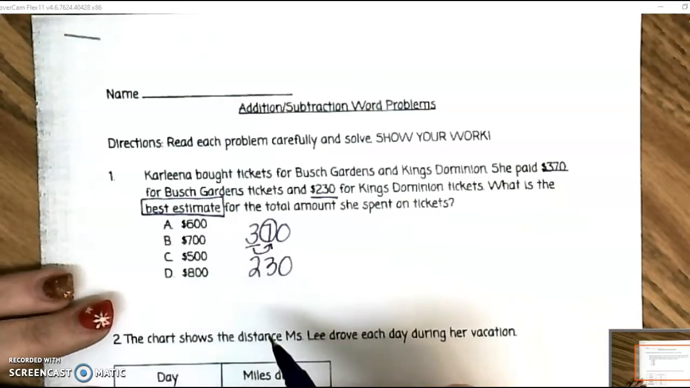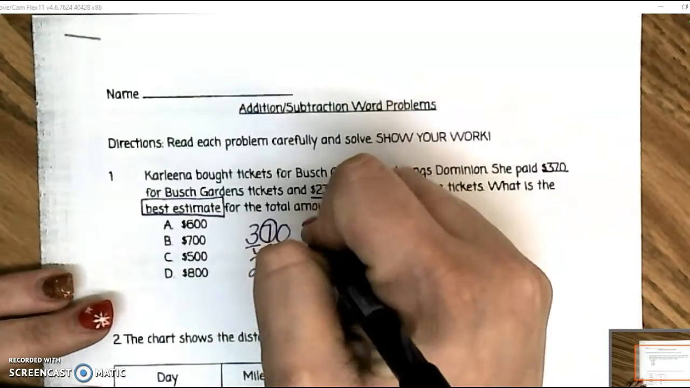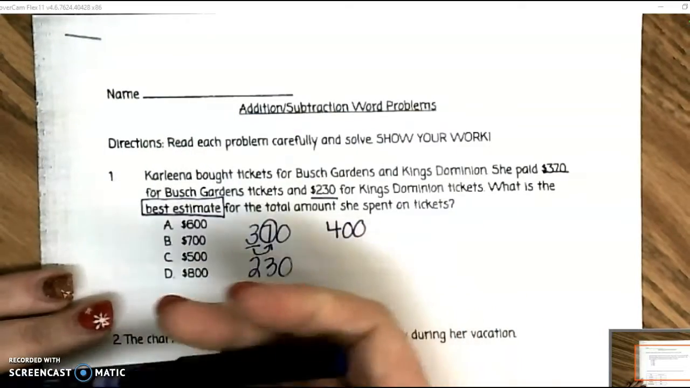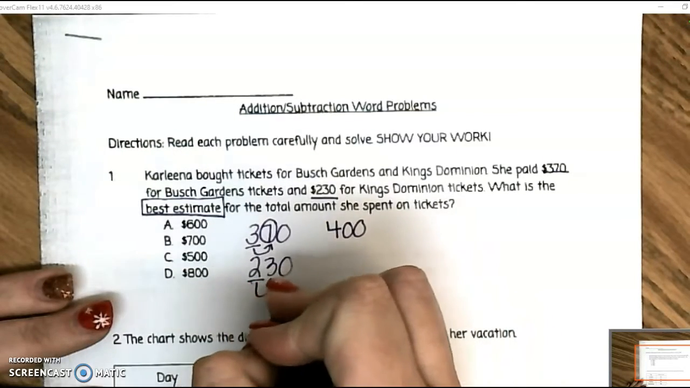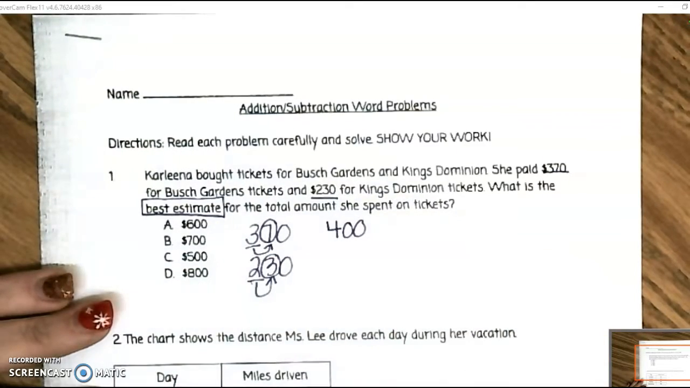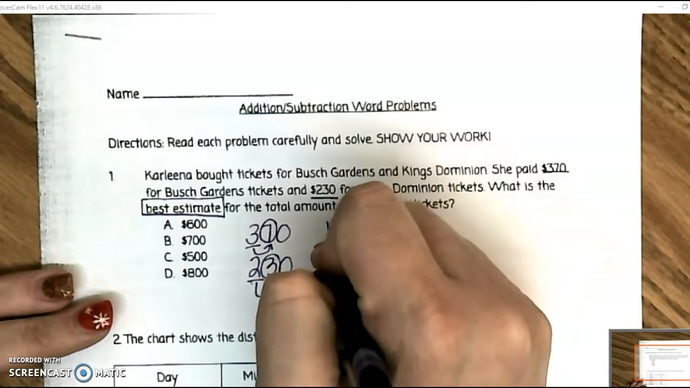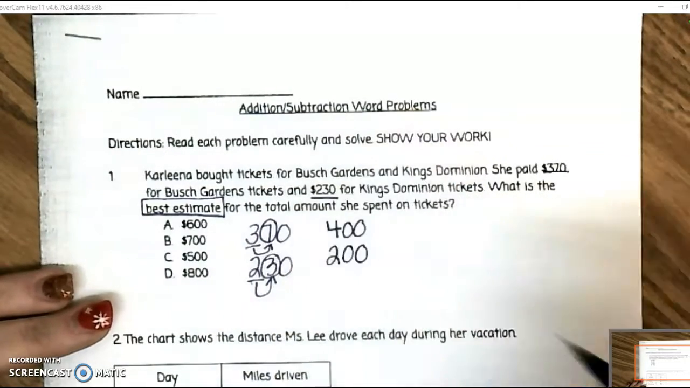My 7 is going to tell the 3 in the hundreds place to move up to a 4. And then I'm going to round 230 to the nearest hundred. The 3 is going to tell the 2 to stay the same. So that rounds to 200.